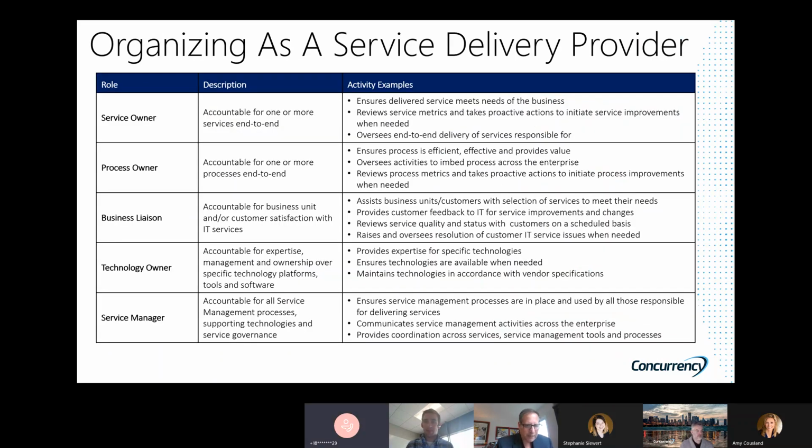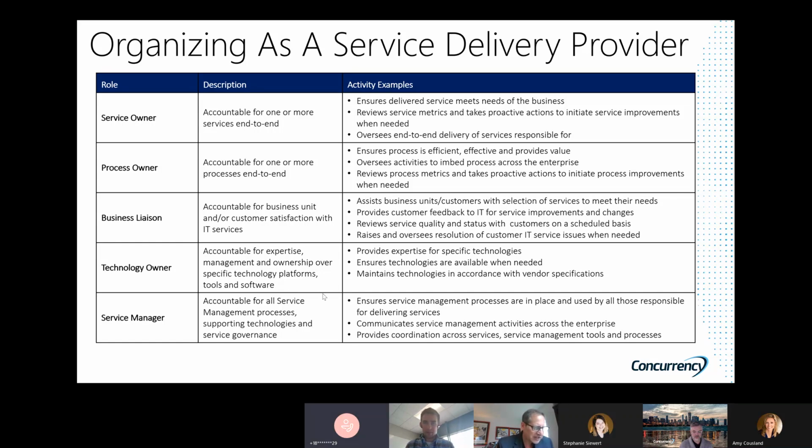Okay, and then lastly, you need to organize as being a service delivery provider. So this is not really a tool piece here, but this is really just operating with key roles that most service organizations will operate with. So this means I understand my services and I have a service owner role assigned to each one of those services, accountable for the service end to end.